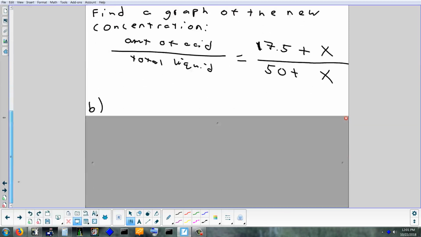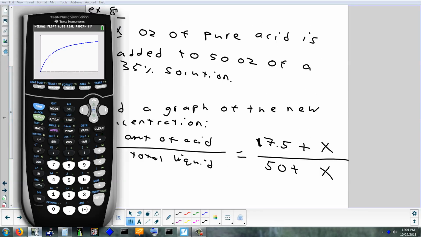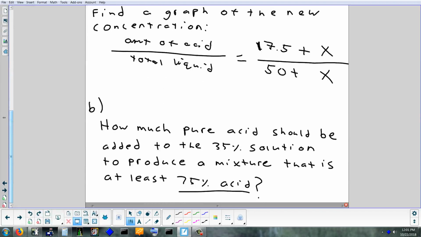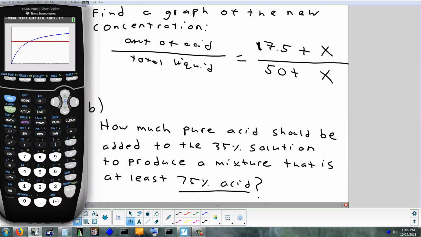All right, so we did a graph. Now it says, how much acid did you add to get a mixture that's 75% acid? Well, if I put a line at 0.75 and see where it hits my concentration curve, that'll tell me how much acid I add. So I just have to see where they cross. Second calc, intersect.